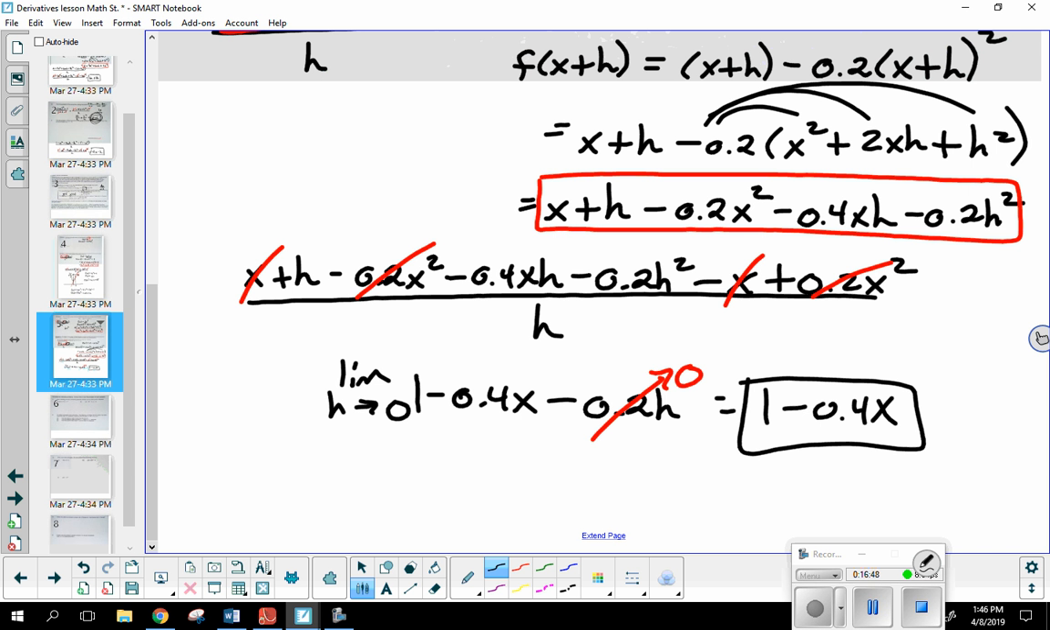Okay. All right, is everybody okay? I forgot about this h right here. I'm sorry. So h divided by h is where that 1 came from. So only one term disappears. Okay. Is everybody okay with that?